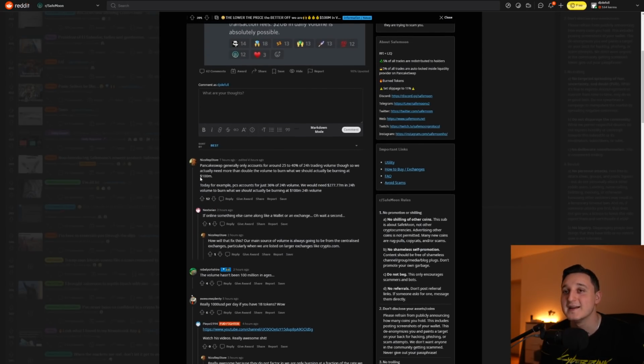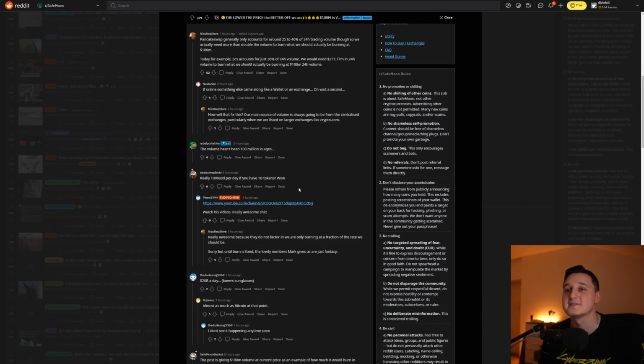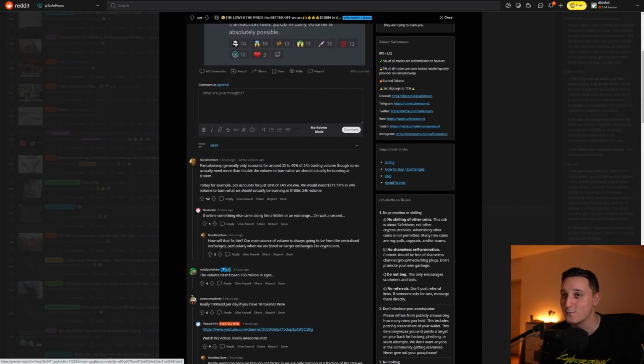It says here, PancakeSwap generally only accounts for around 25 to 40% of the 24-hour trading volume. So we actually need more than double the volume to burn what we should actually be burning at 100 million. Today, for example, PancakeSwap accounts for just 36% of the 24-hour volume. We would need 277.77 million in the last 24 hours volume to burn what we should be burning at 100 million 24-hour volume. Somebody here corrected this person, so we need double that.